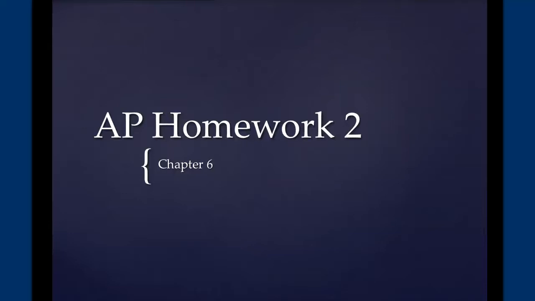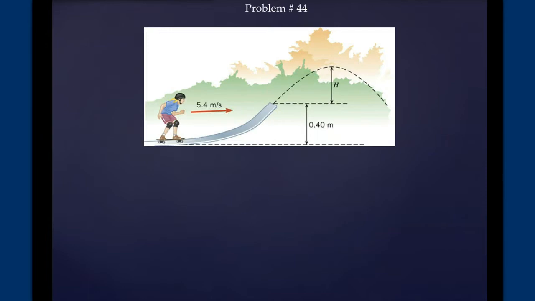Okay, homework help files for chapter 6. We'll start with problem 44. So we have this skater. She has an initial velocity of 5.4 meters per second. She's going up the ramp. The end of the ramp is 0.4 meters above the ground, and it's making a 48-degree angle with the horizontal.